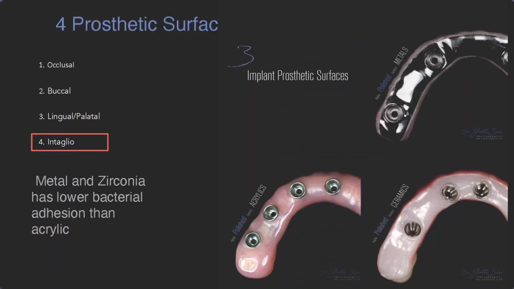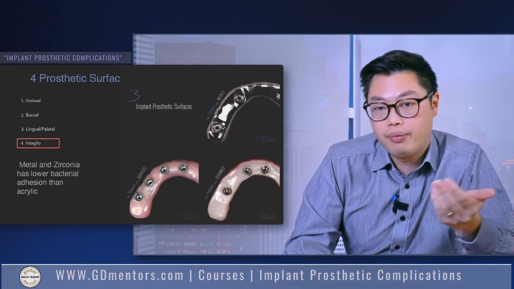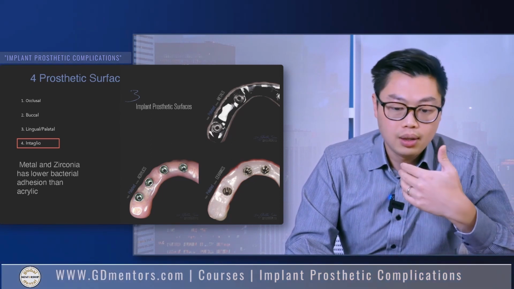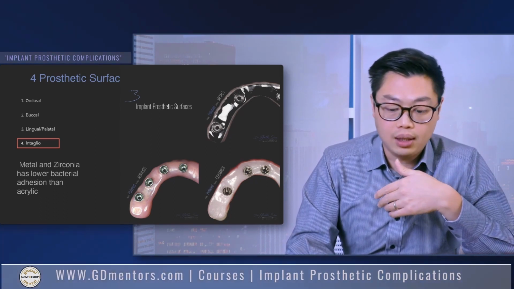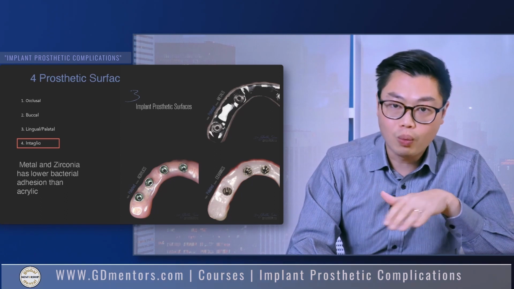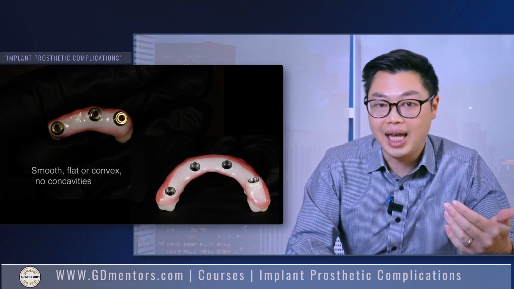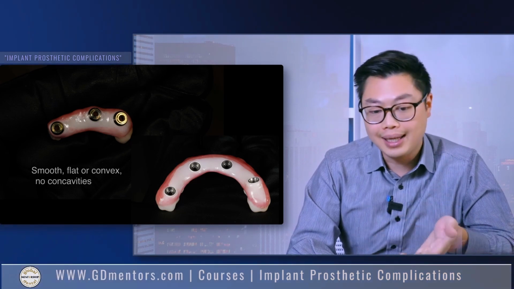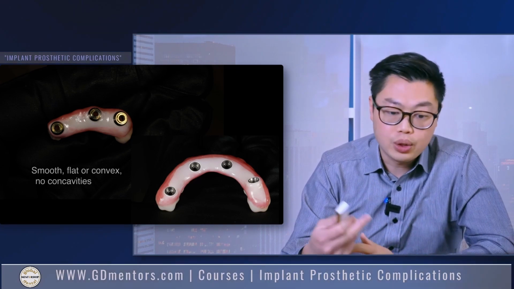So the last surface here is the intaglio surface, and the intaglio surface is largely responsible for hygiene and long-term tissue health. The intaglio surface of the prosthesis can be one of three materials: acrylic, zirconia, or titanium. Obviously, no matter what material, it should be highly polished. It should be as flat or concave as possible so things don't collect, and ideally off the tissue, with a hygiene space.